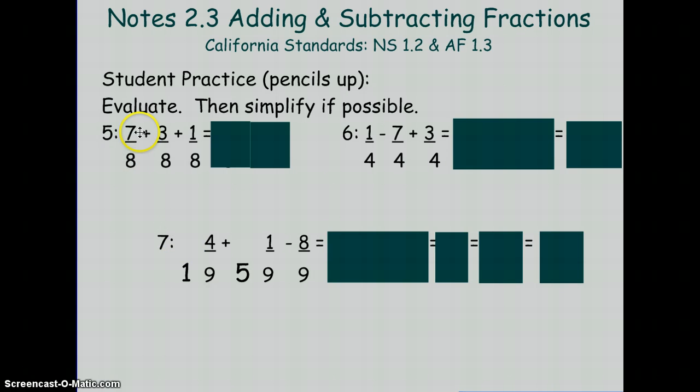Problem number 5. All we're doing here is adding our numerators. 7 plus 3 plus 1 is 11. My fraction is improper. I simplify it and get 1 3/8.